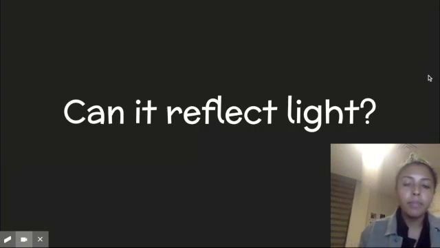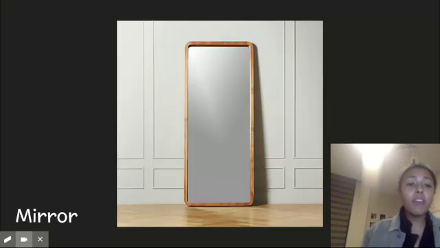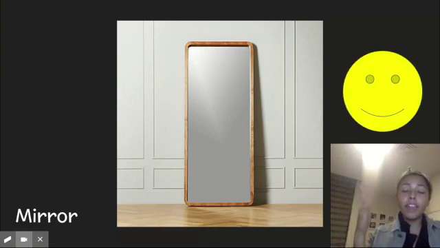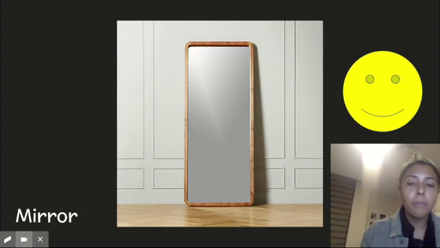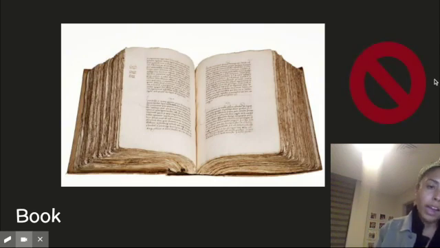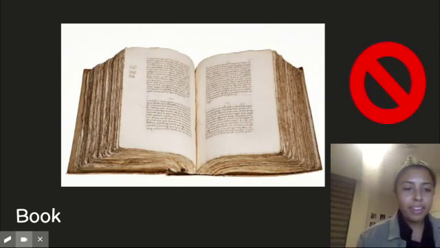Let's get started. Here is my first object, a mirror. Can a mirror reflect light? Ooh, shout out to those scholars showing me silent excitement. We know a mirror can reflect light. Nice job. What about a book? Can a book reflect light? Or at least this book? No. A book is not shiny. It's not going to reflect light back at us.